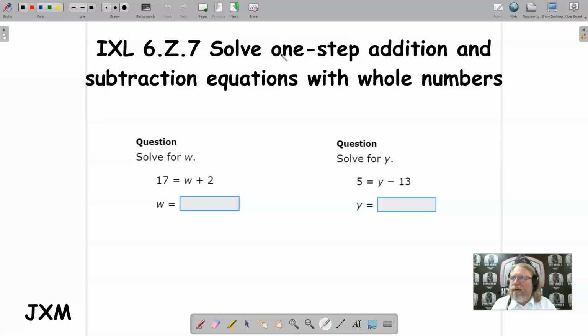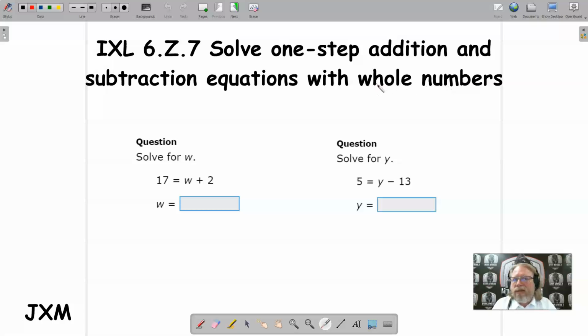On this activity, we're going to be doing equations that take only one step to solve. They will include either addition or subtraction, which works well because addition and subtraction are inverse operations to each other. We can undo addition with subtraction and subtraction with addition, so that's what we're going to be doing. And all of these problems involve whole numbers.